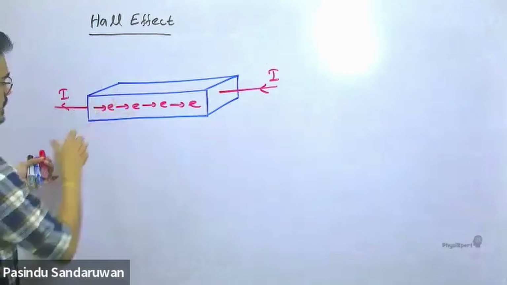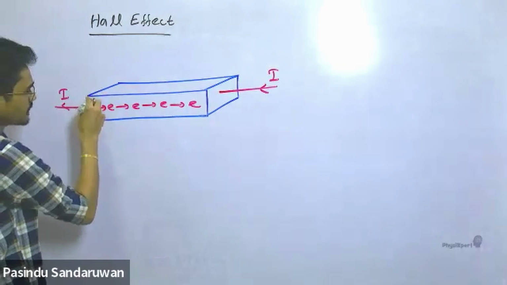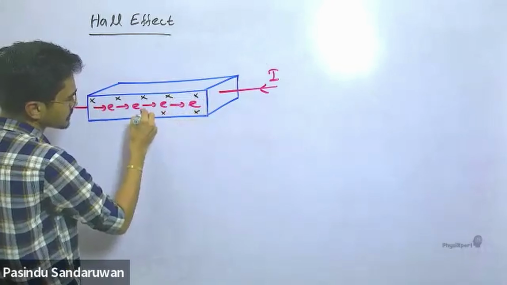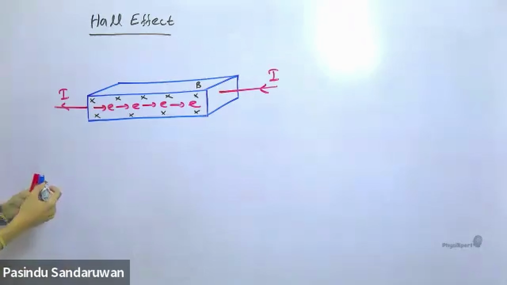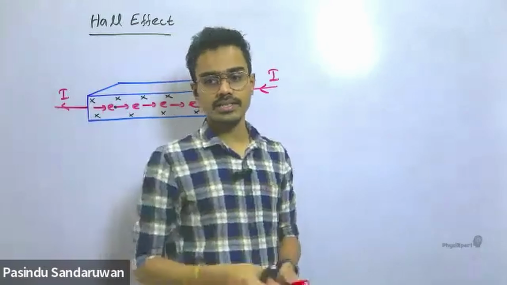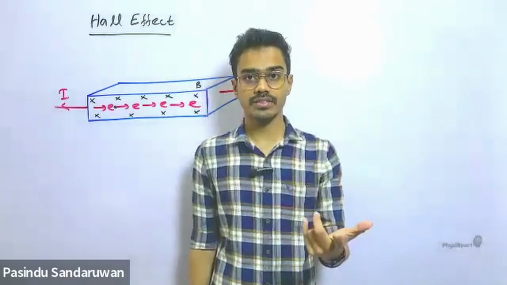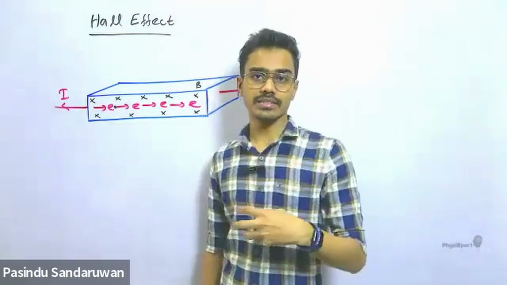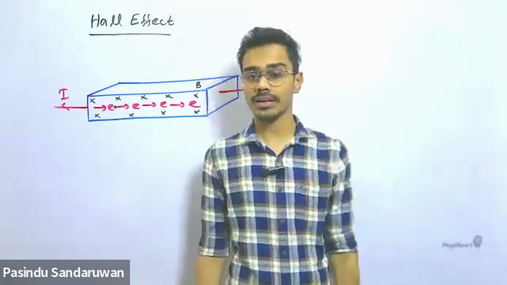let's say this conductor is kept in a magnetic field B, directed into the page (cross). So we know electrons are charges. When a charge travels through a magnetic field, it experiences a force. Now, on these electrons, there are forces created due to the magnetic field.